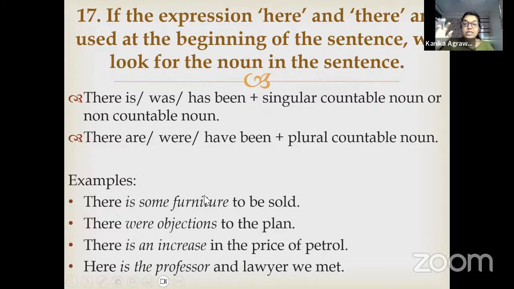Notice that your focus has to be that if it is, was, or has been, you have to use singular noun. If there is are, were, have been, you have to use plural noun. There is some furniture to be sold. There were objections. See, objections is a plural noun. To the plan, there is an increase in the price of petrol. Here is the professor and lawyer we met. If it would be are, here are the professors.